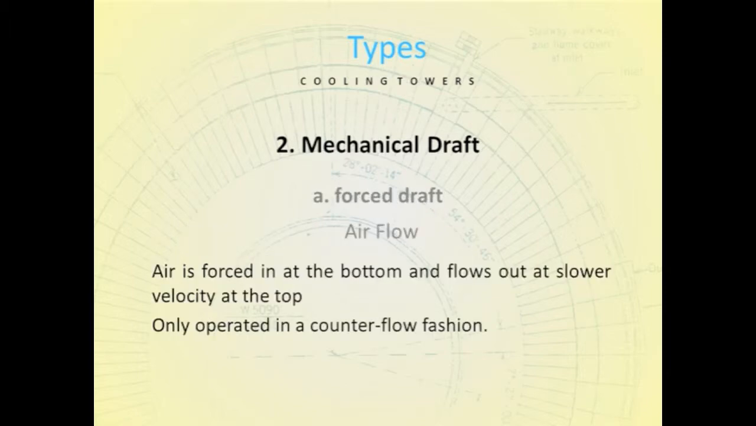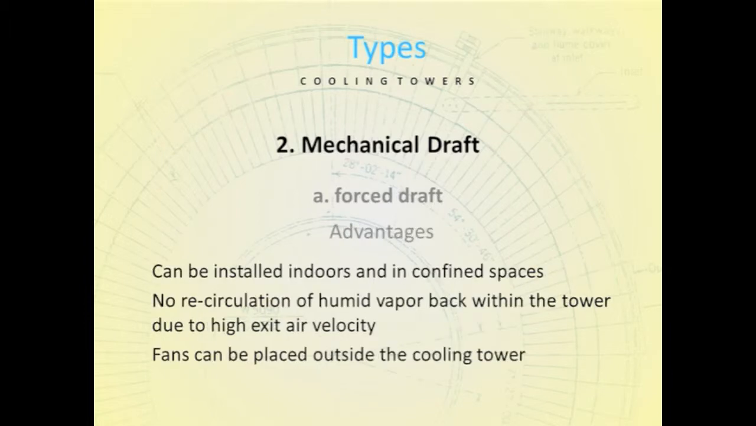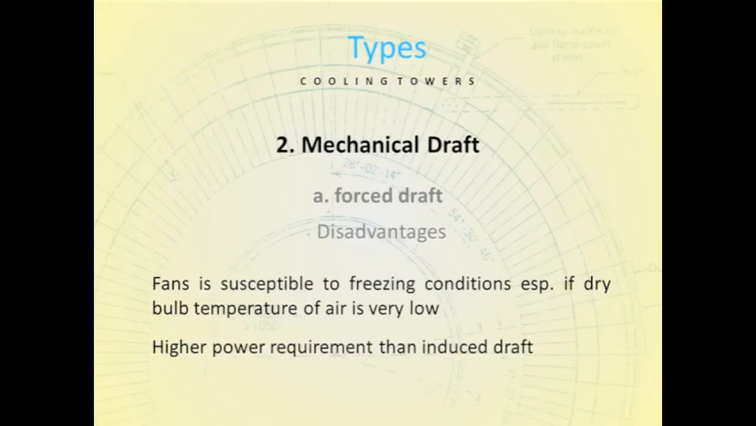In forced draft cooling towers, air is forced in at the bottom, where the fan is located, and flows out at a slower velocity at the top. These towers are only operated in counterflow fashion. Forced draft cooling towers can be installed indoors and in confined spaces. The tower isn't subject to the circulation of humid vapor, and fans can be placed outside the cooling tower itself.